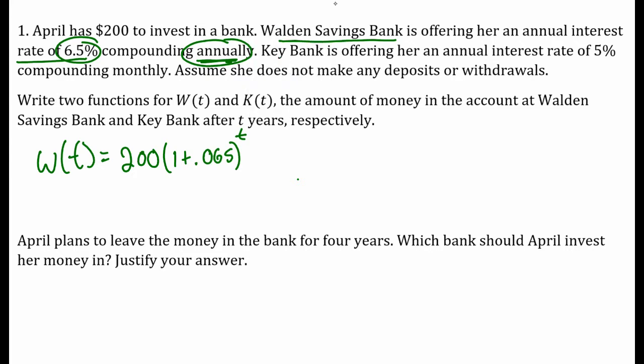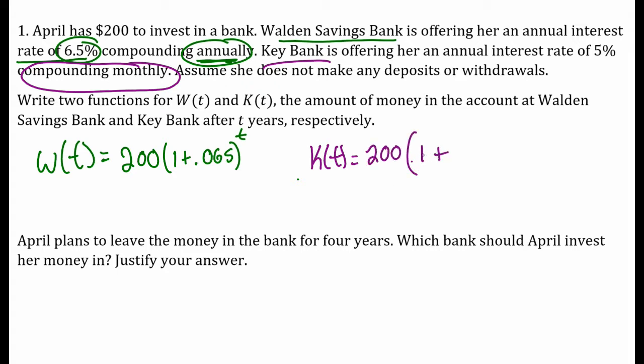KeyBank is a little bit more work, because we're compounding monthly. So K of t equals, I'm still starting with the $200, 1 plus, because I'm growing my money here. That 1 represents the initial $200. It's 5%, which is 0.05. But that happens 12 times, 12 months. It's compounding monthly.